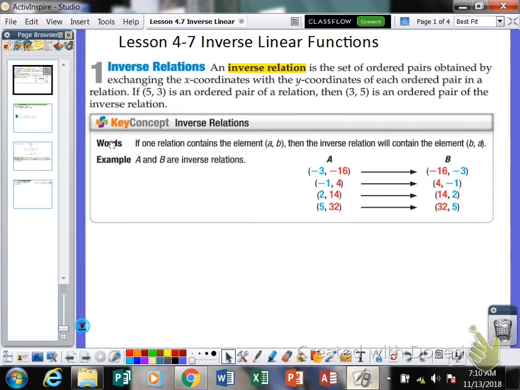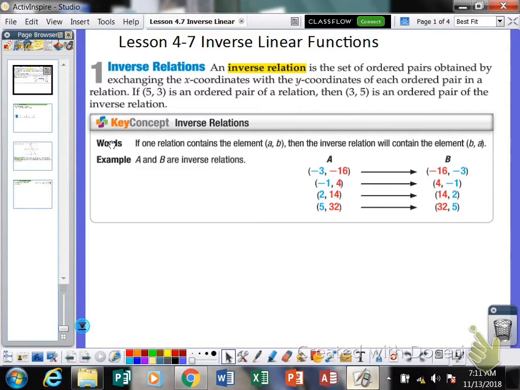Today we're going to talk about inverse linear functions. An inverse relation is a set of ordered pairs obtained by exchanging the x coordinates with the y coordinates. So if we want to find the inverse of a relation, we switch the x and y coordinates. So if I have f of x and I have (5, 3) as a point, then the inverse would be (3, 5).